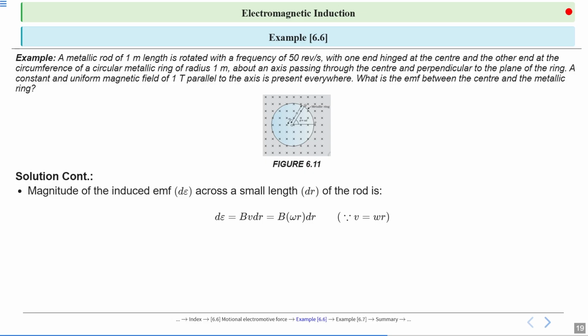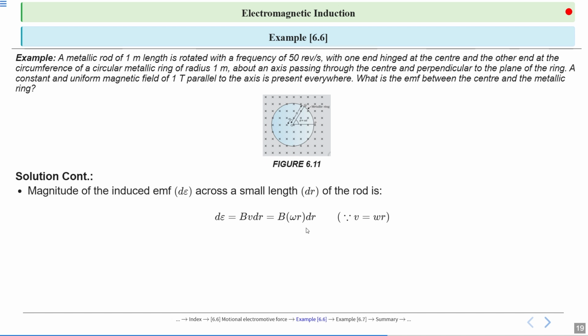So magnitude of induced EMF dE across a small length dr of the rod. If we take any small element dr on this rod, the magnitude of induced EMF will be dE equal to BVL. L here is the small element dr, so B V dr. What is V? V equal to omega r. We know that linear velocity is equal to angular velocity into the radius r. This r is the position vector from the center to that element. So if we take an element here, from O to that element the distance is small r. So linear velocity will be omega r.